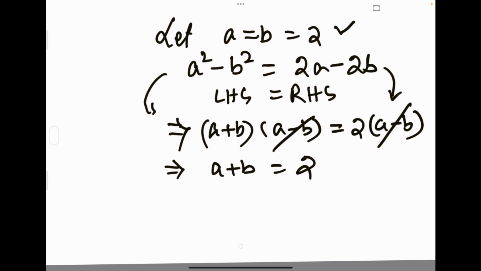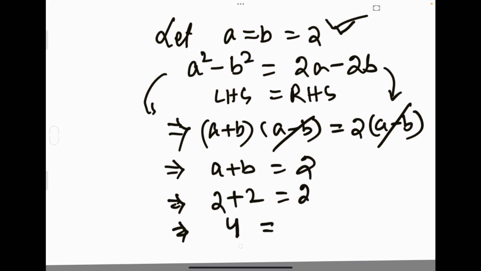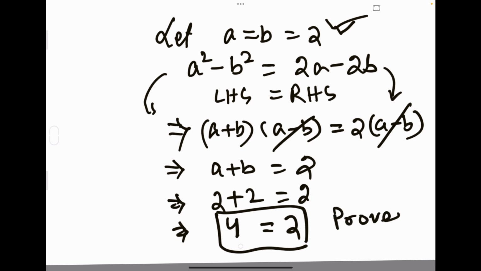Now again we'll put the value of a and b. Here we have assumed a equal to b equal to 2, so 2 plus 2 will be equal to 2, implies 4 equal to 2. So proved, hence proved 4 equal to 2.